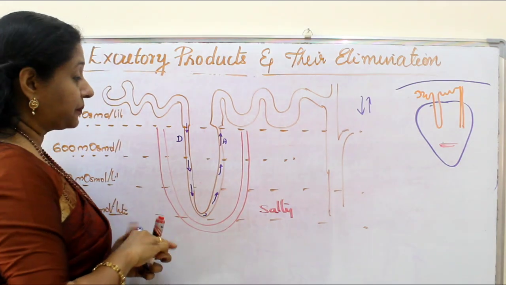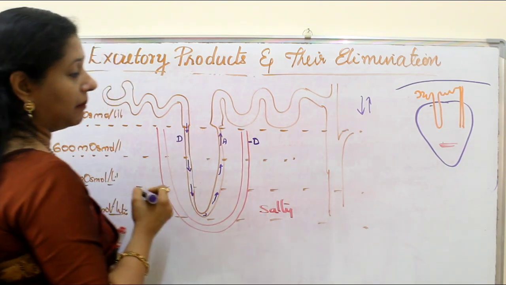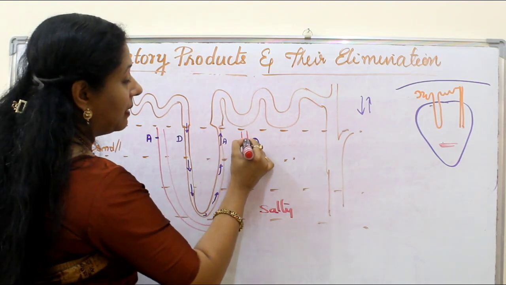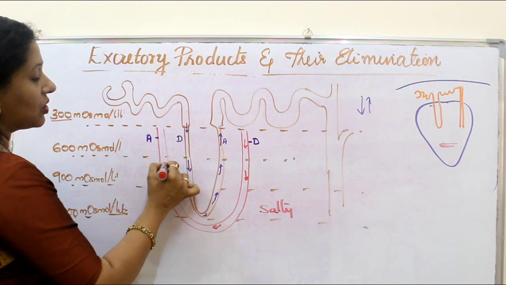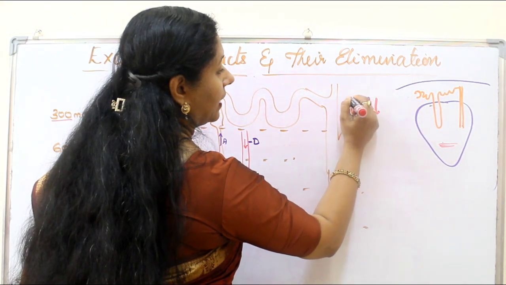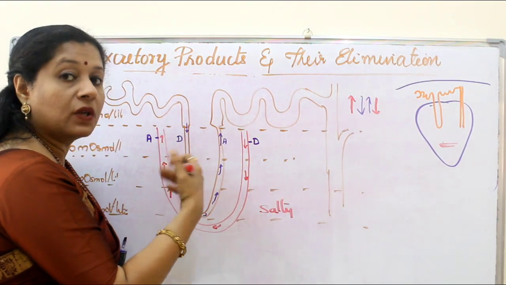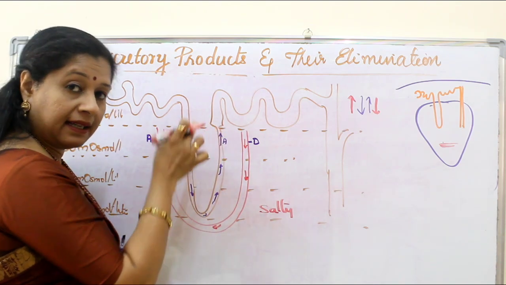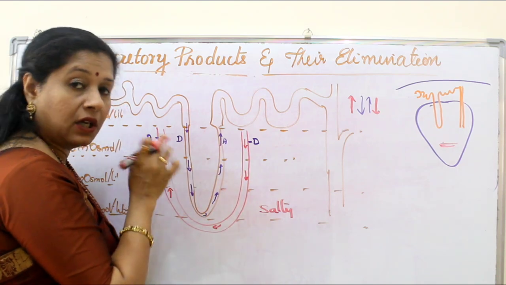Understood? Now, this is the descending limb of the blood vessel, and this is the ascending limb of the blood vessel called the vasa recta. So here blood is flowing downwards, and then in this ascending limb it is going upwards. So the flow of blood in the two limbs of the vasa recta is also counter current. The flow of filtrate in the loop of Henle is counter current. The flow of blood in the limbs of the vasa recta is also counter current.